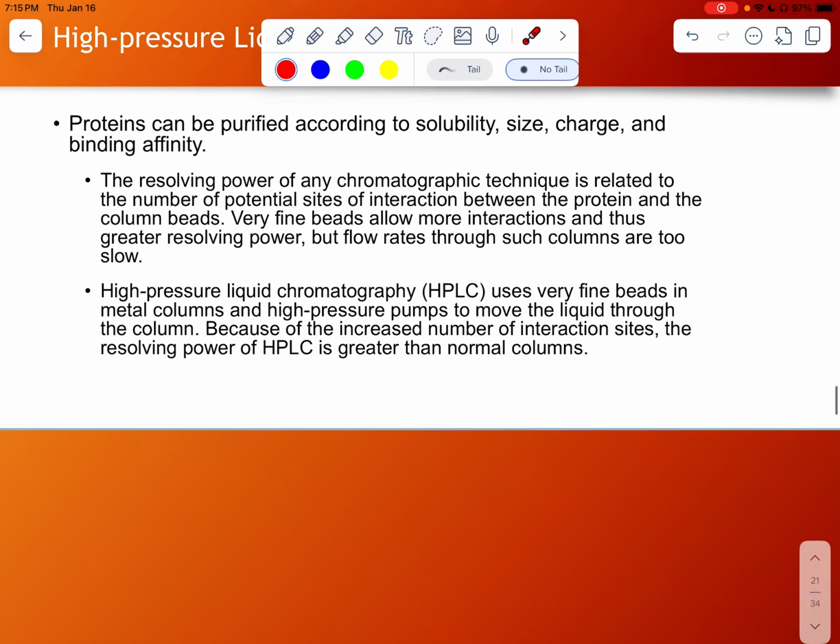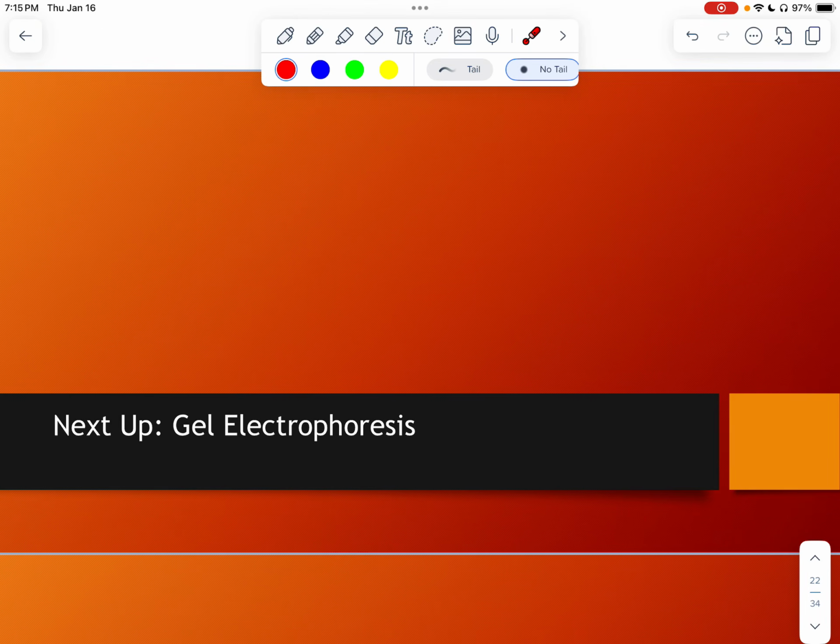All right, next up, gel electrophoresis.